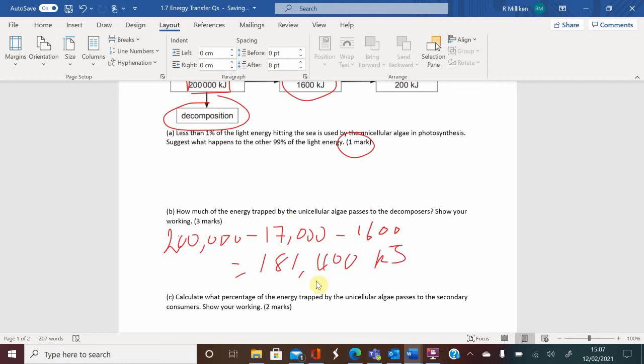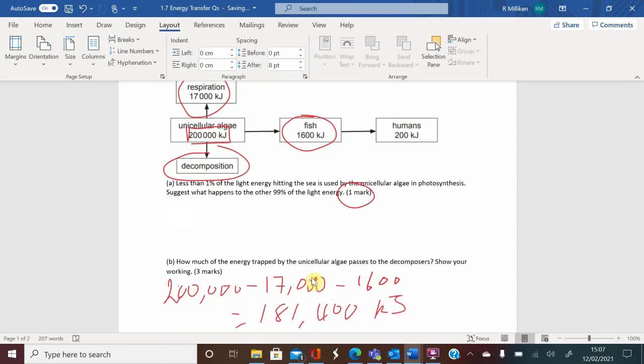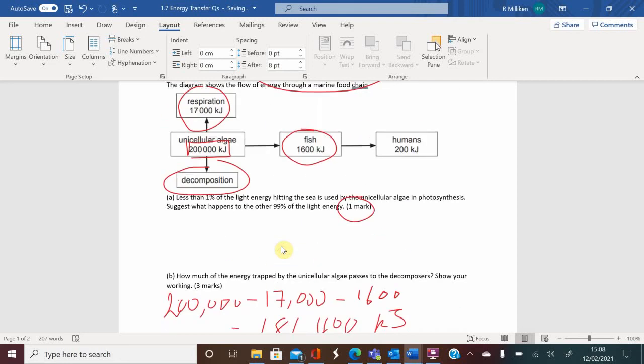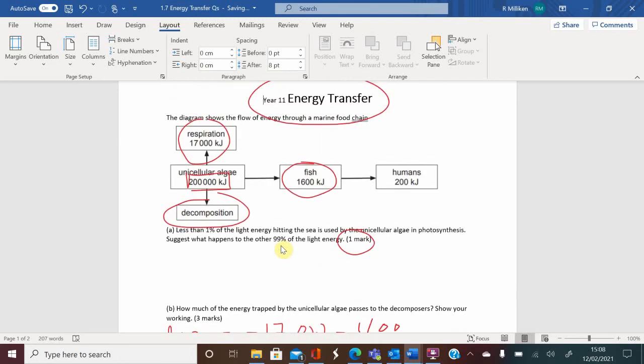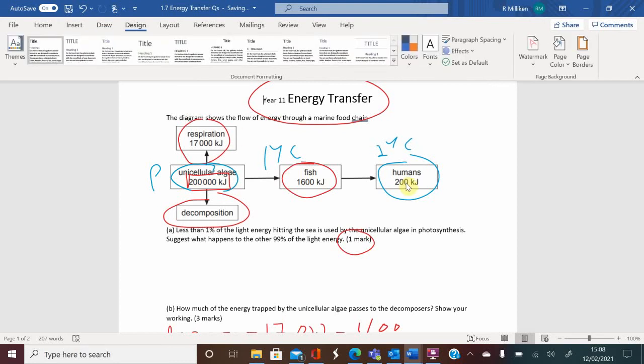181,400 kilojoules. There are 3 marks, and that's just simple subtraction. Next: calculate the percentage of energy trapped by the algae that passes to the secondary consumer. What you're being tested here is how much gets to the secondary. If you go back to your understanding of this, you've got the producer, then the primary consumer, and this here is the secondary consumer. So we're interested in humans. How much do the humans get of the original 200,000? Those are the numbers you need to use.